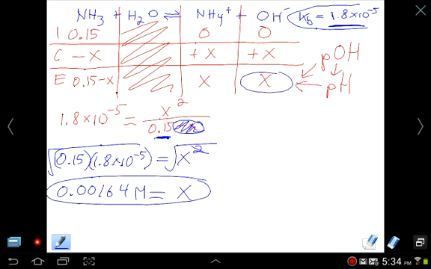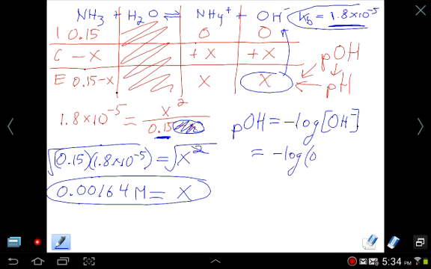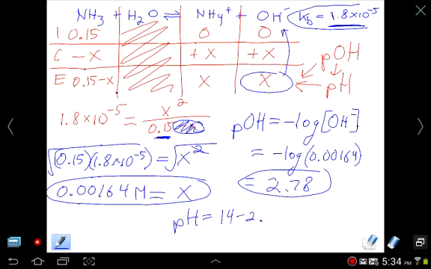So in order to get the pH, we'll first have to get the pOH, since x shows us how much base concentration we have. To get the pOH, we'll take the negative log of our OH minus concentration. In this case, we've got negative log of 0.00164, which gives us, go ahead and plug this into your calculator, 2.78. Now this is the pOH, so to get the pH, recall we'll have to subtract from 14. So pH will be 14 minus 2.78, which gives us 11.22.